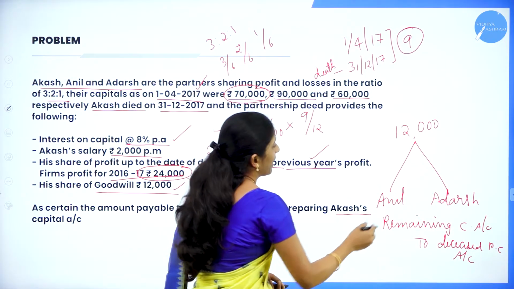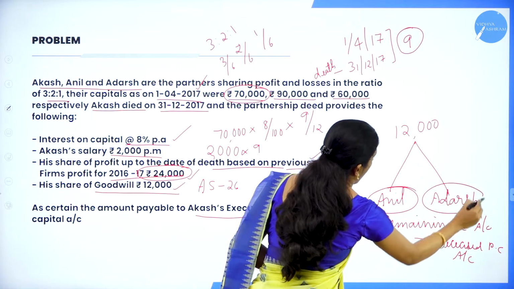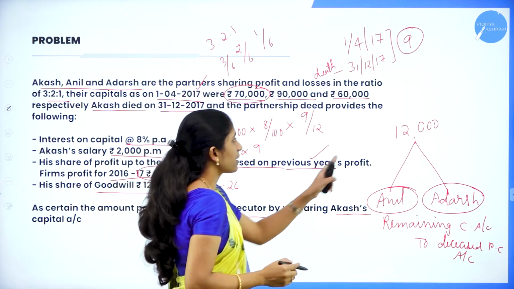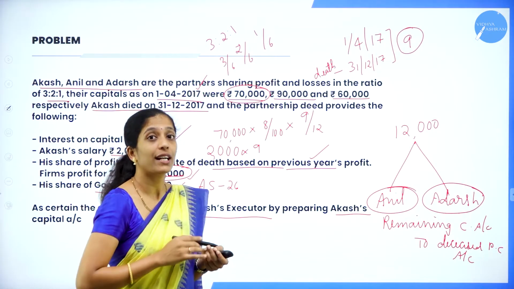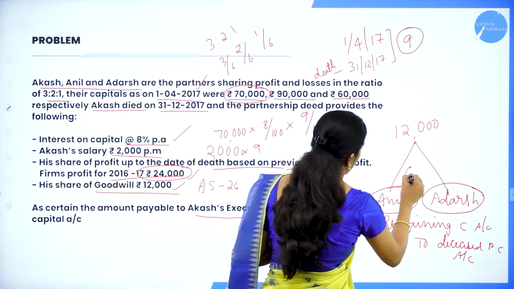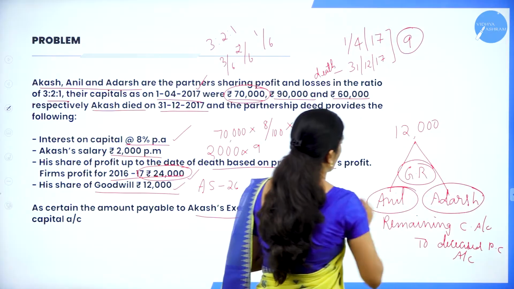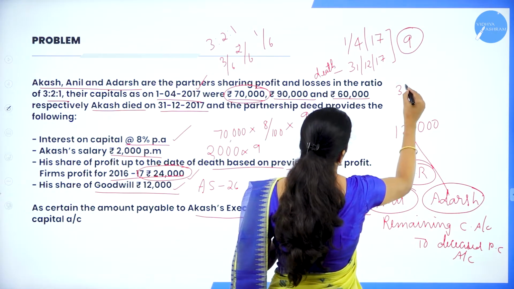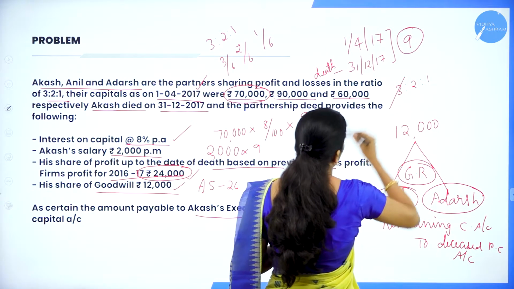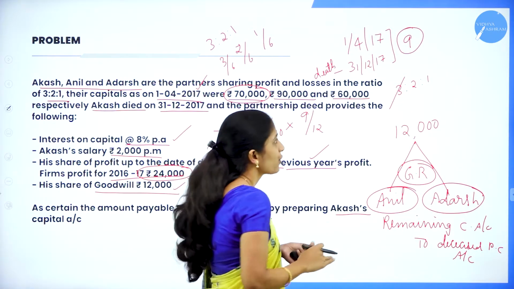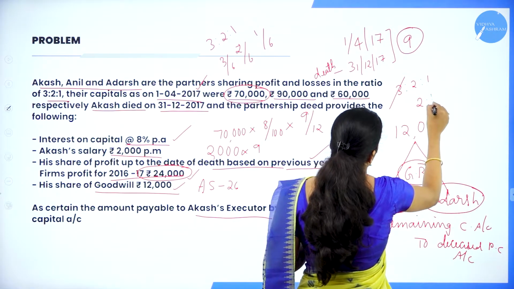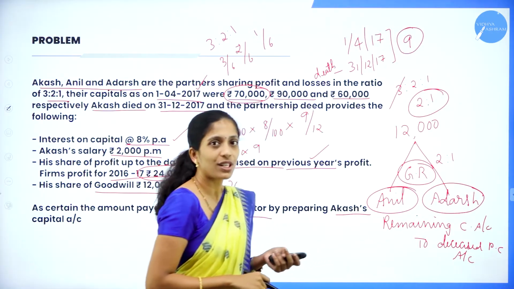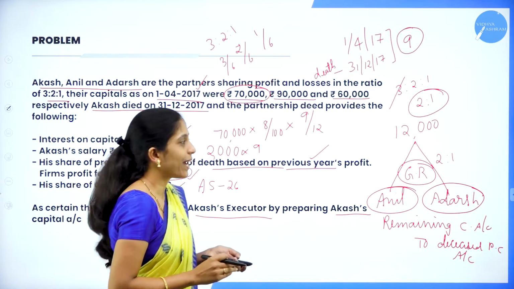Now, who are the remaining partners? Anil's capital account, Adarsh's capital account, to Akash's capital account. Next, this 12,000 is to be distributed in which ratio? Gain ratio. Same as retirement, you are going to distribute in gain ratio. Now, what is the gain ratio? Their share was 3:2:1. Now, Akash died. So, the remaining share is what? 2:1. So, this 12,000 has to be distributed in 2:1 ratio.